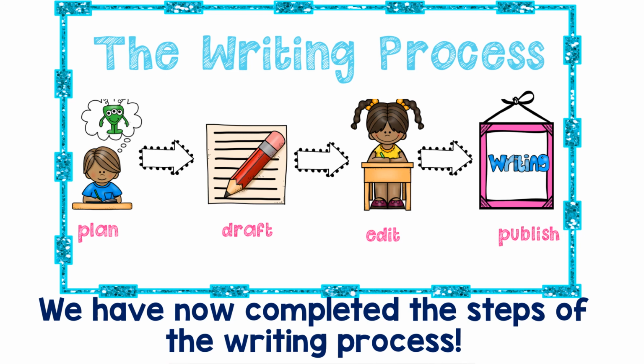So let's review our writing process one more time. We had a plan. We brainstormed those story elements of the milk. We drafted those ideas on paper. And now we're editing it. Like Mr. Mouse, we're going to write that good, healthy paragraph with all of our ideas. So the next step is to publish it.